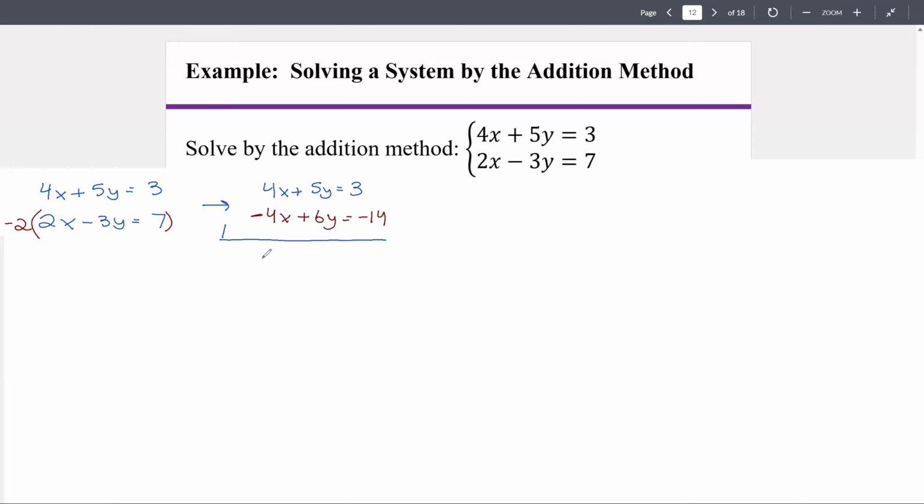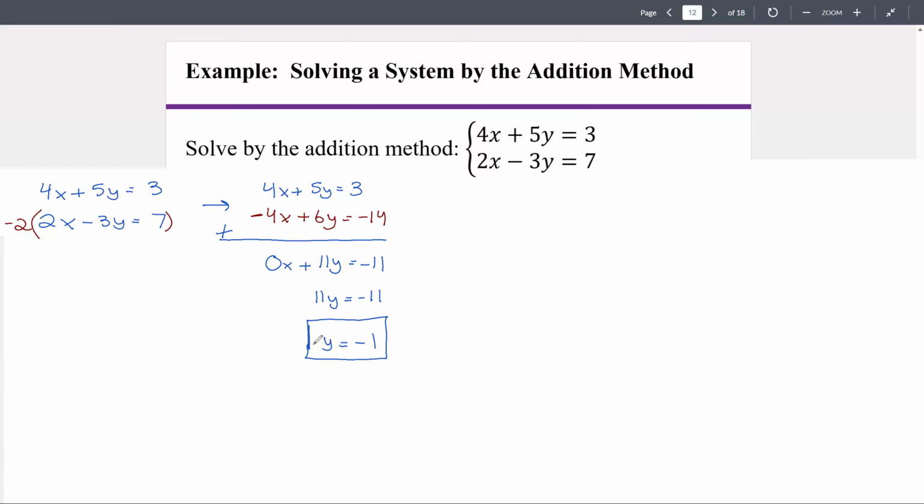We're going to add them to each other. And what we find is that the -4x and the 4x cancel, and I'm left with 0 x's, 11 y's, and 3 minus -14 over here. So that is just 11y equals -11. So if I solve for y, we get y is just -1. And that is what the addition method is.